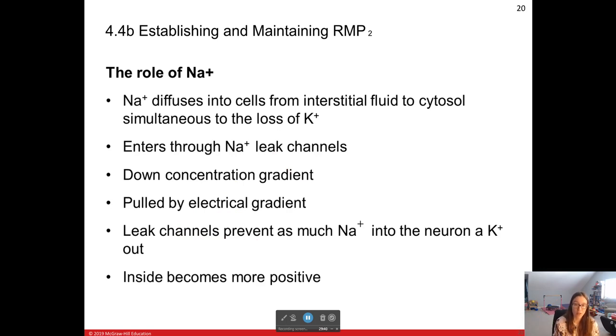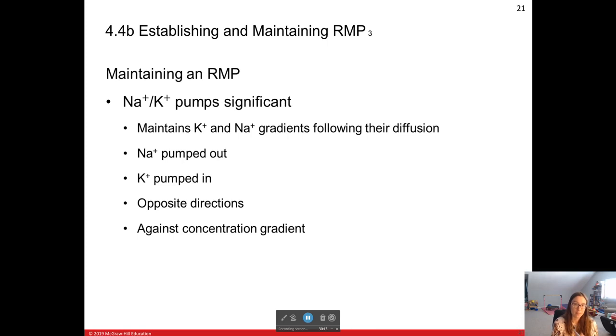In general, because we're losing more potassium out of those potassium leak channels, because we have more potassium leak channels, and we're gaining some sodium, but not as much because sodium doesn't have as many leak channels to go through, the inside of the cell is going to become more positive, as well as, oh, excuse me, this is a typo. The inside of the cell becomes more negative, as well as those negatively charged proteins inside. So the inside of the cell is more negative compared to the outside.